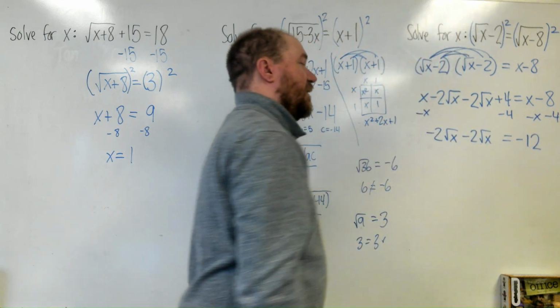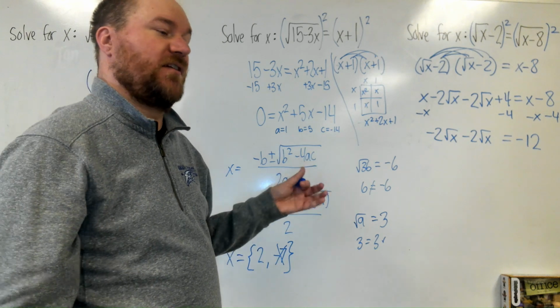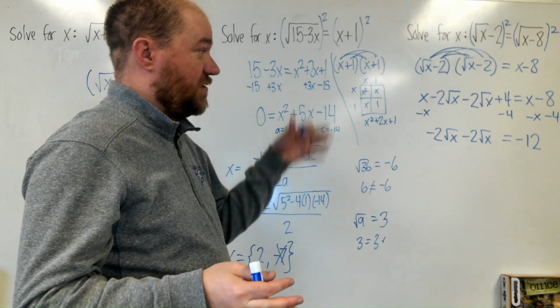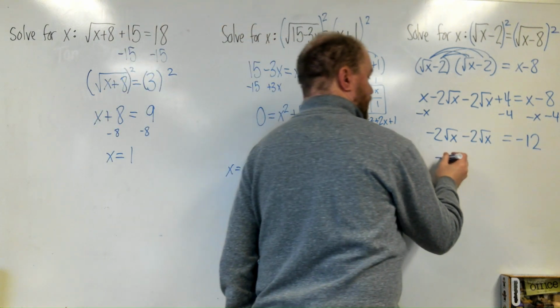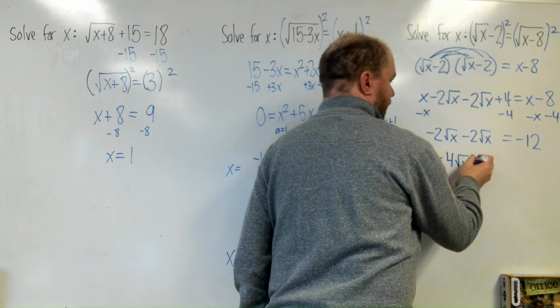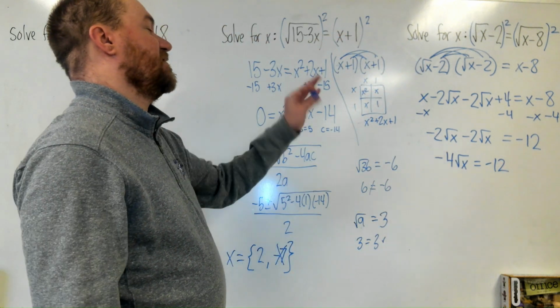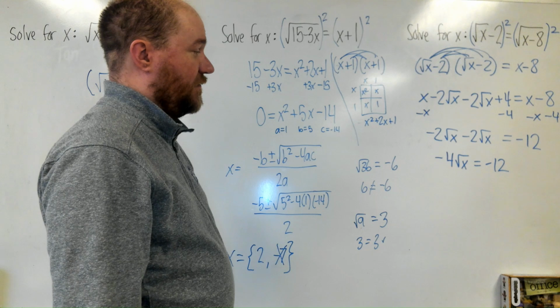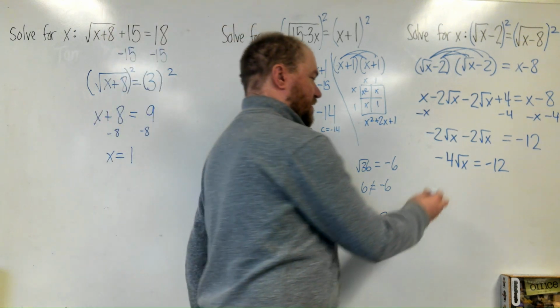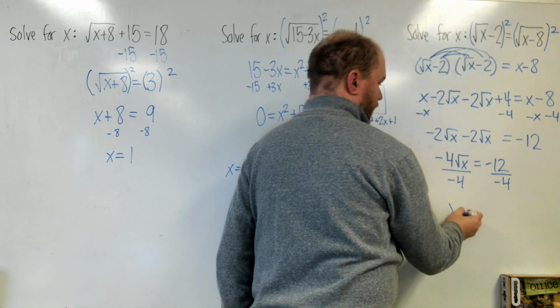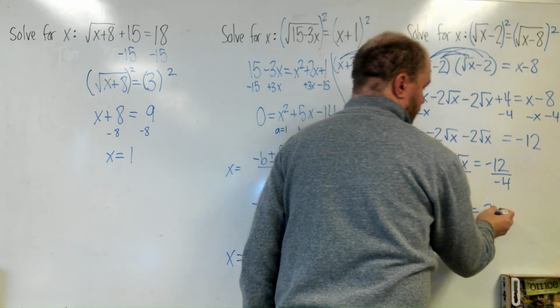All right, we can combine those. You can combine radicals as long as the number under the radical is the same. You leave the radical alone, and you just combine the numbers out front. So this would be negative 4 radical x equals negative 12. And since that negative 4 is not inside of the radical, I can get rid of it by dividing by negative 4. And we get radical x is equal to 3.